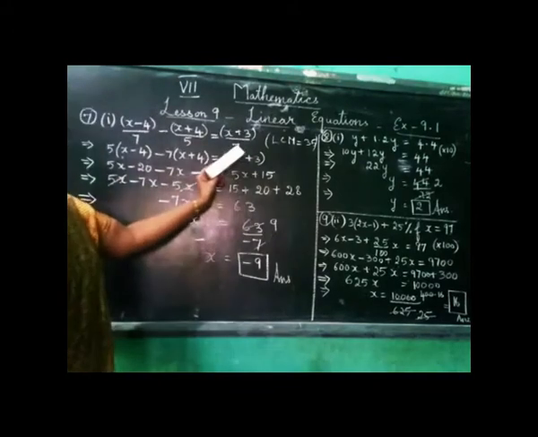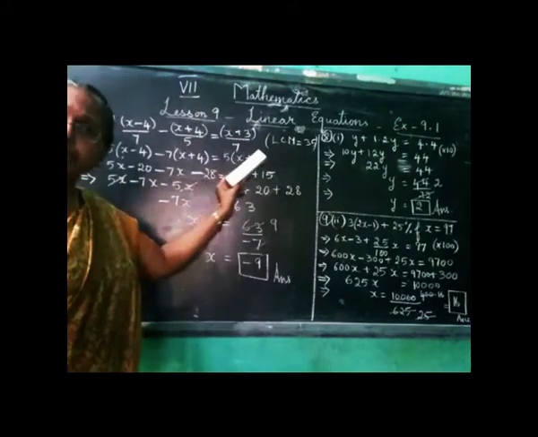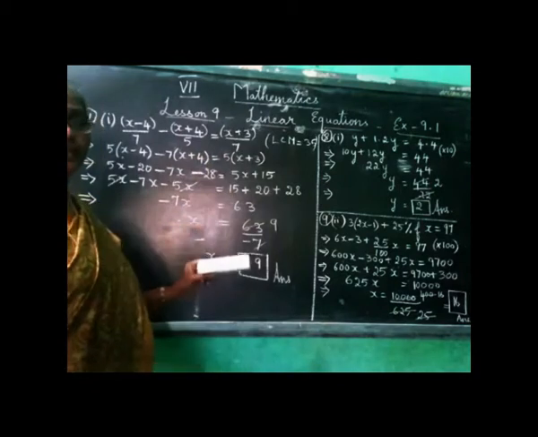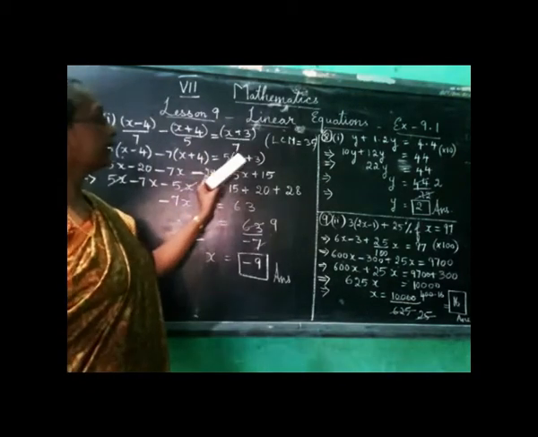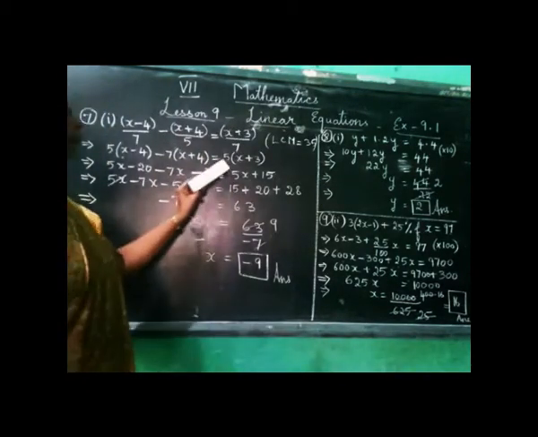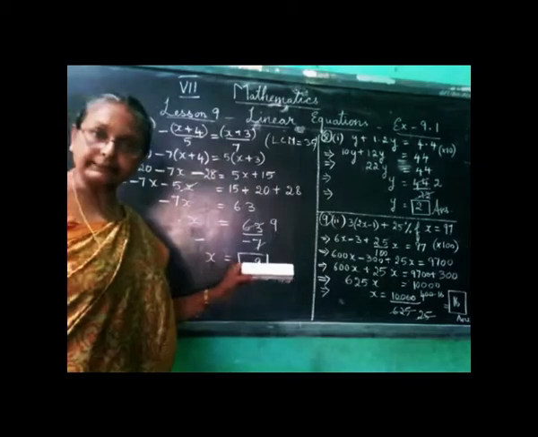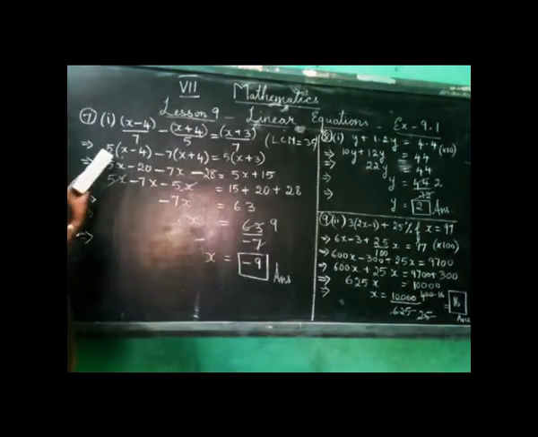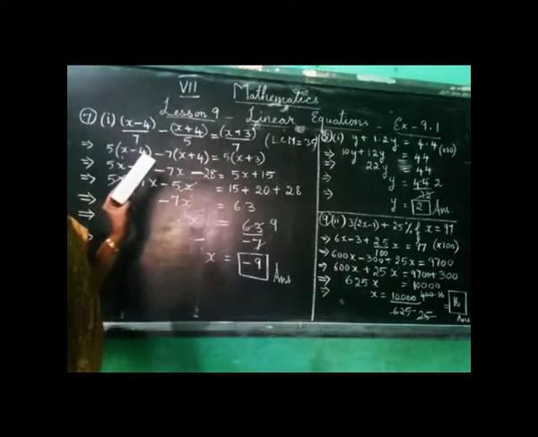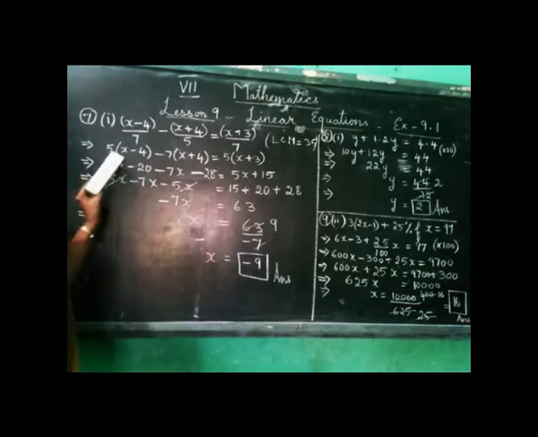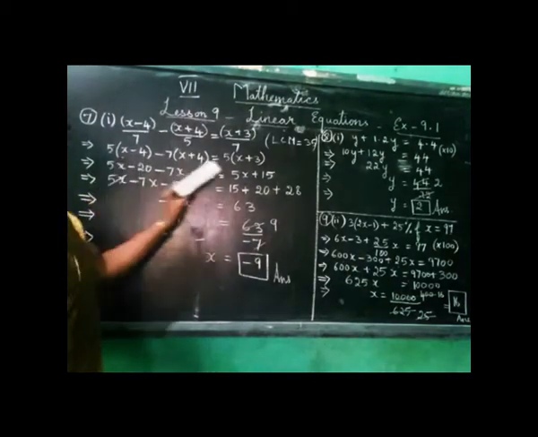Then again 35 we multiply with this last term which is on the right hand side. When we multiply, it gets cut 5 times. So 5 into x plus 3. Now we can open the brackets as we did in the second sum. We have to open the brackets for every term.